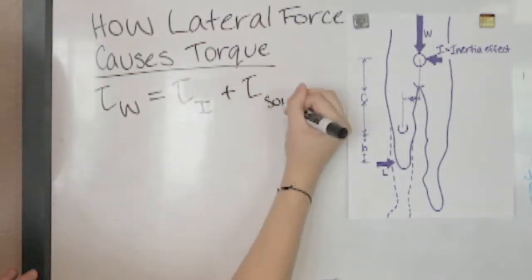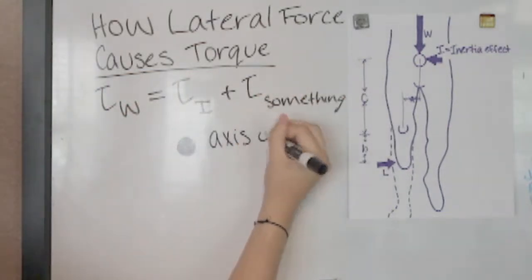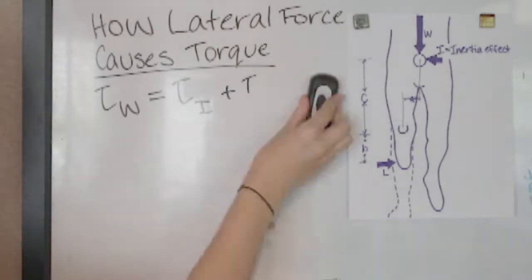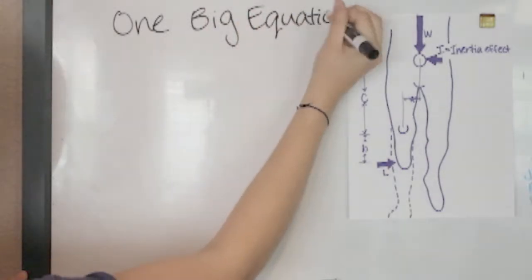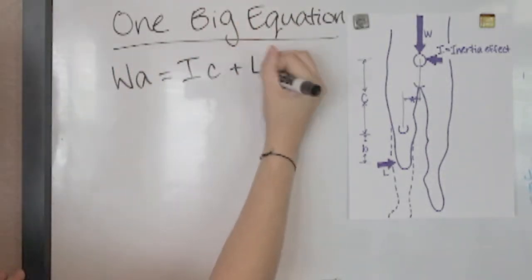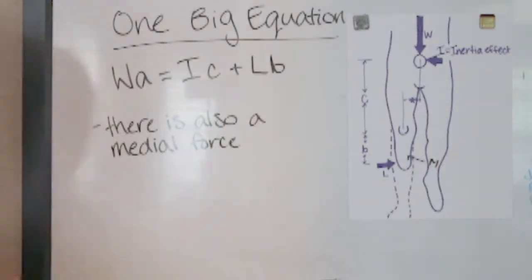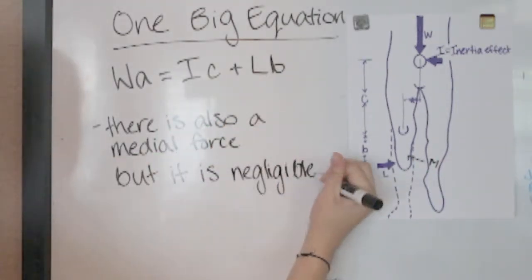So to find this counterclockwise torque, if we work backwards, we can find the perpendicular lateral force acting on the knee at a distance b. All three of these torques can be put together in the equation WA equals IC plus LB, and even though there is a small medial force acting here, its radius is so small that its torque is negligible.